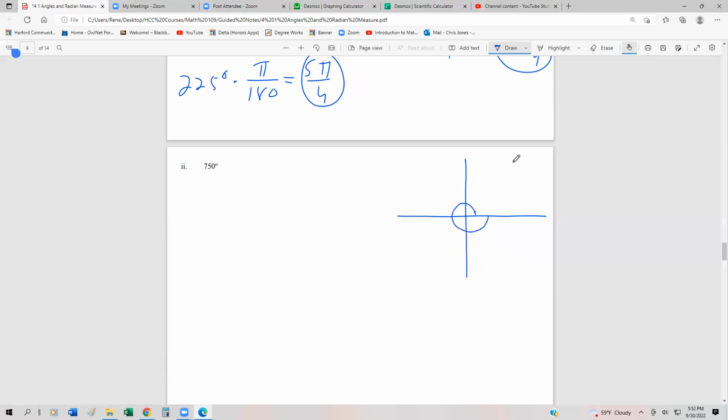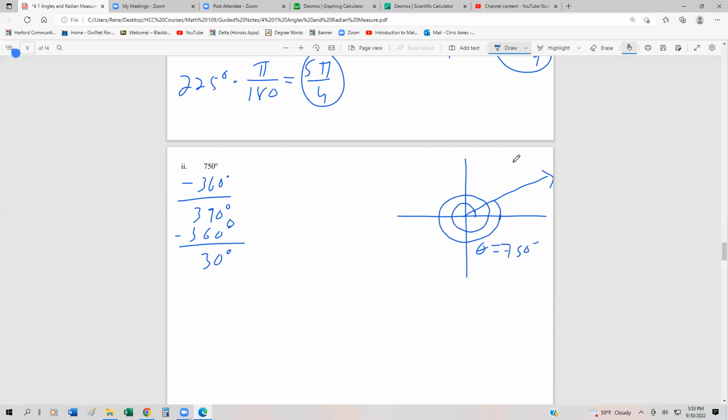When we go around once in the counterclockwise position, that means we're taking out 360 degrees. If we do that, that's going to leave us with 390 degrees. Then I'm going to do another full rotation and subtract another 360 degrees, and that's going to leave me with 30 degrees. So I'm going to just draw this last 30 degrees, and this angle right here is going to be our 750 degrees.